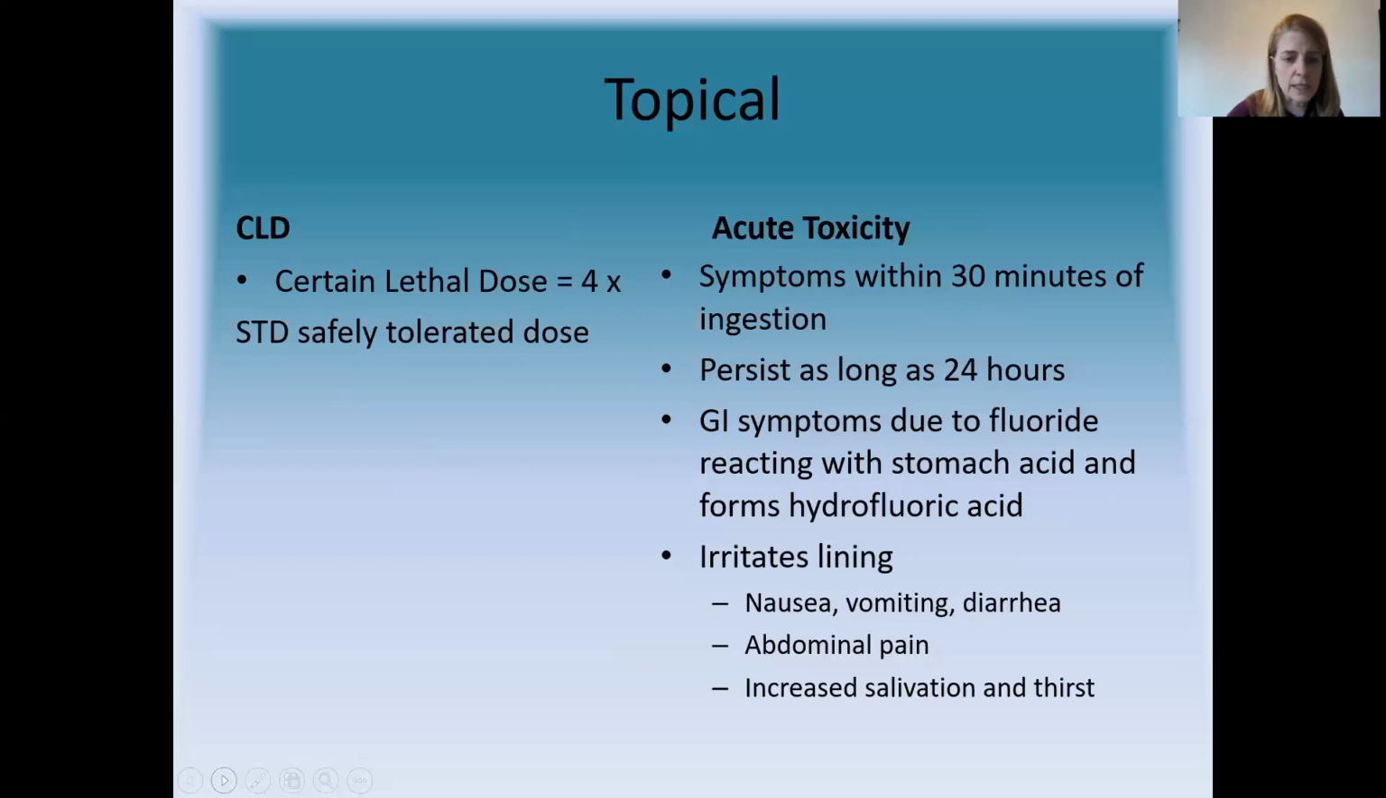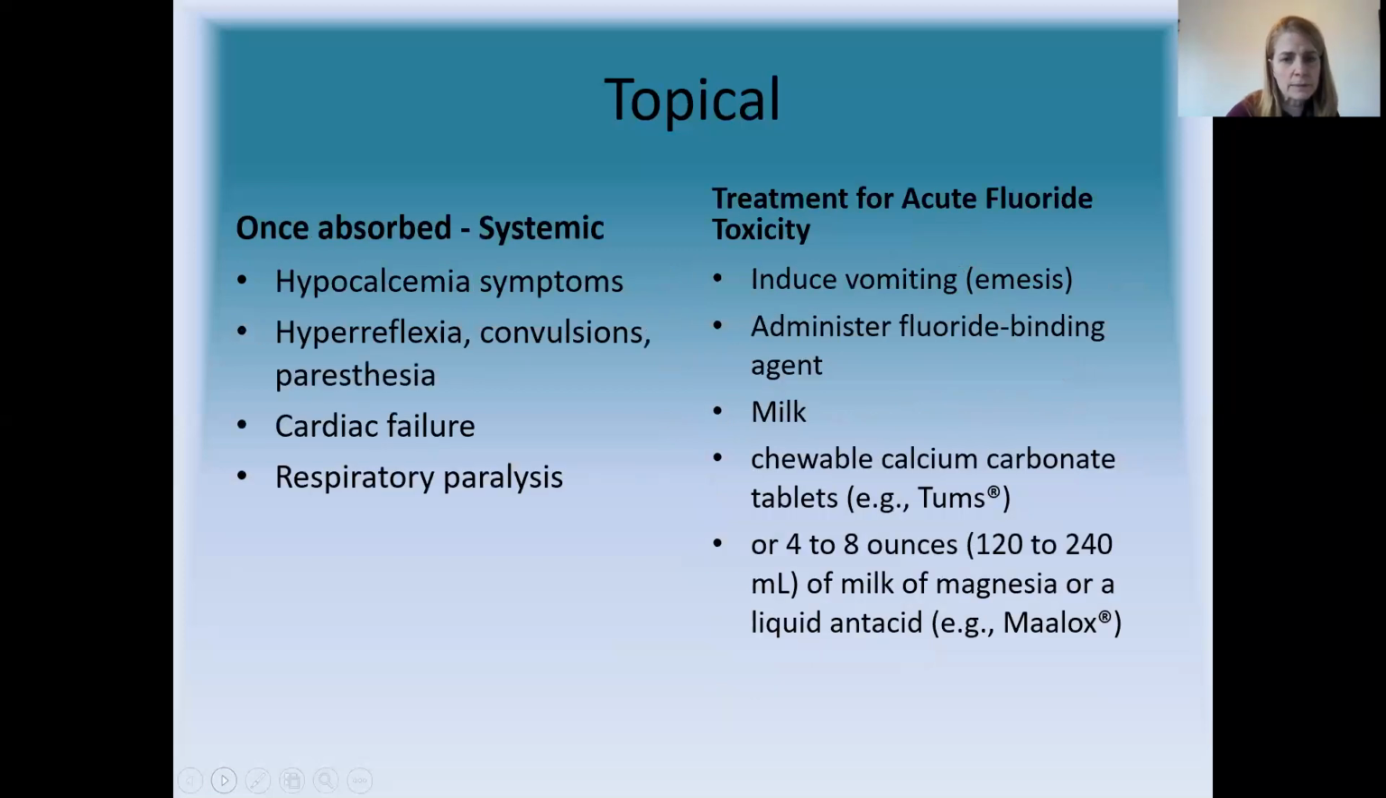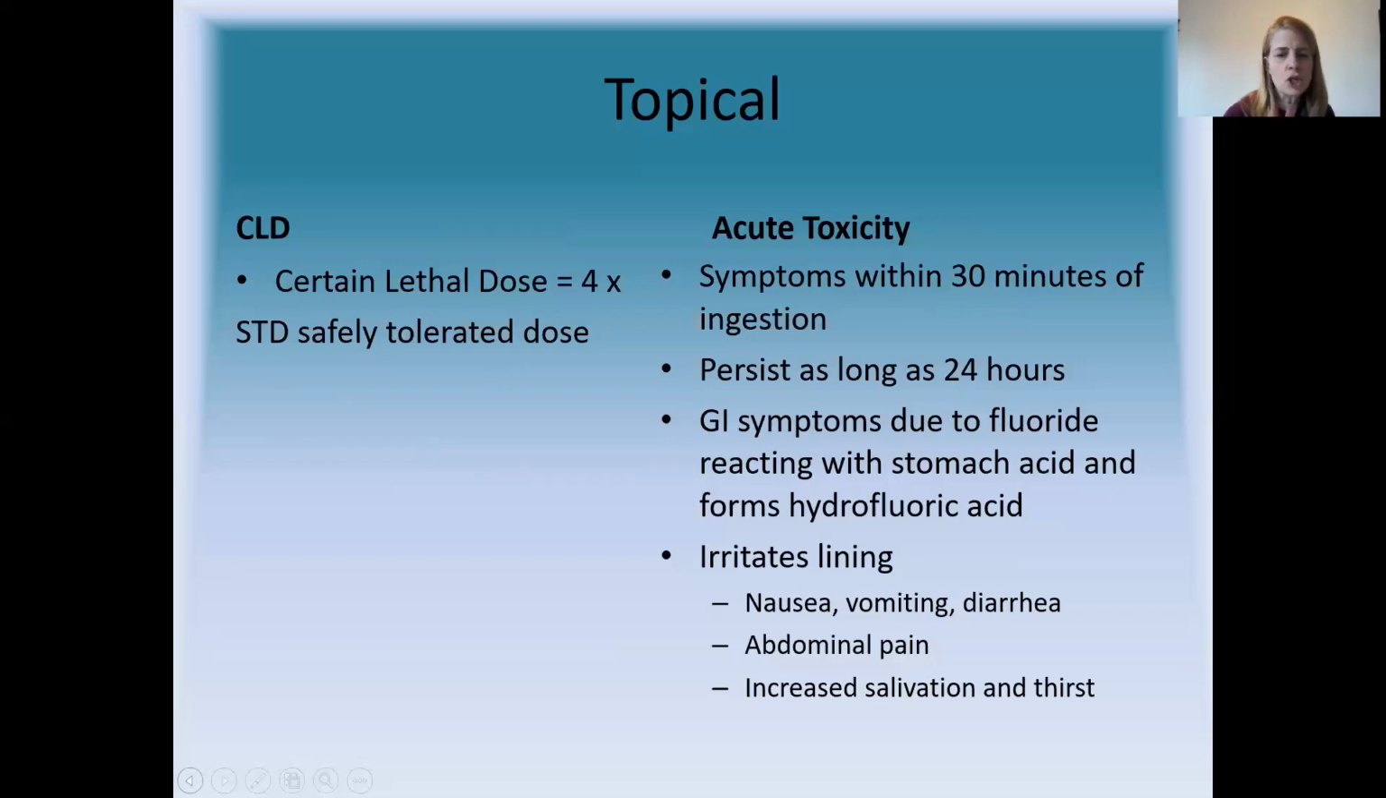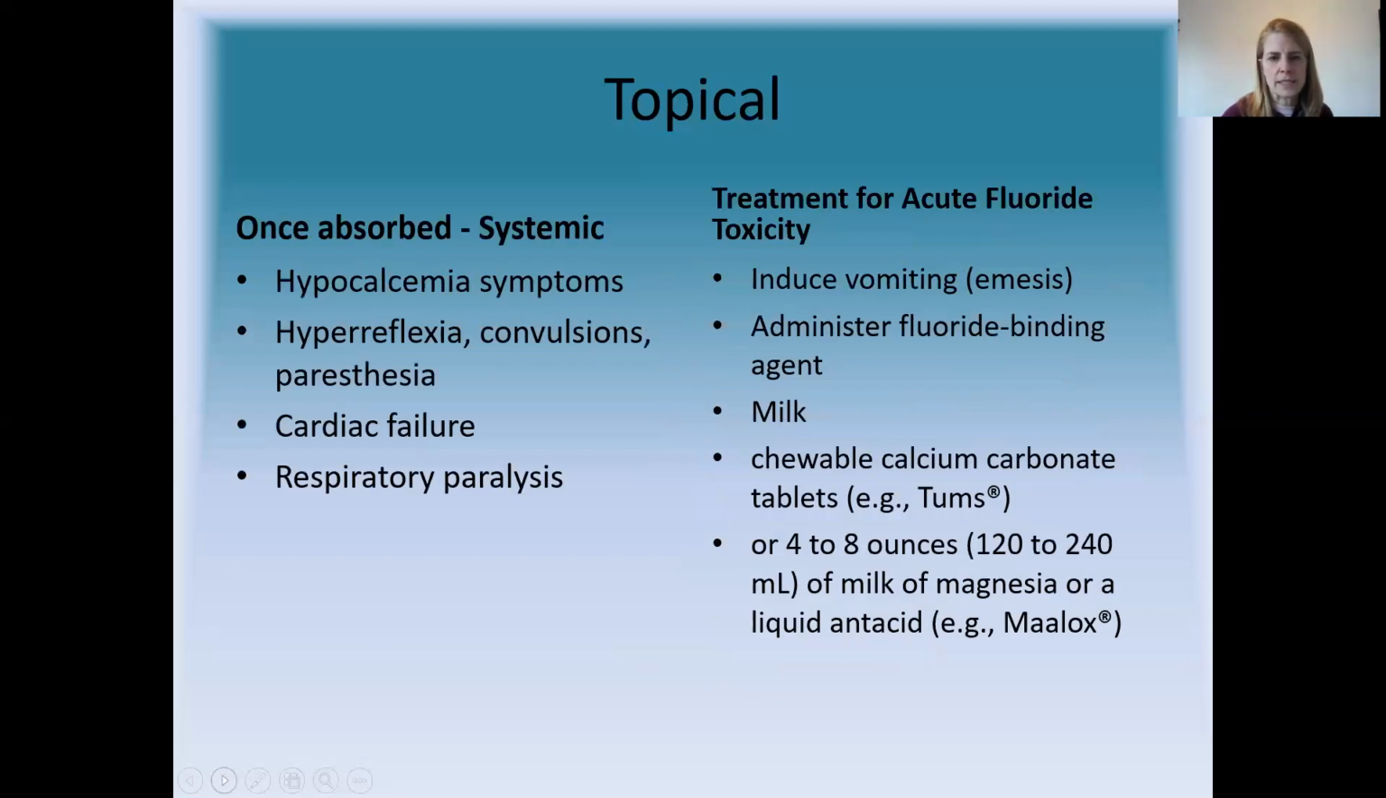If it's acute, it's going to be within 30 minutes of ingestion. It's going to last maybe 24 hours, and it's just going to feel like you've got a bellyache. If they get that stomach ache, that tummy ache, we want to recommend that they have something with calcium. We talked about that in preclinic. Have some milk, some cheese, some yogurt, and that will bind the fluoride. That would be a more acute toxicity.